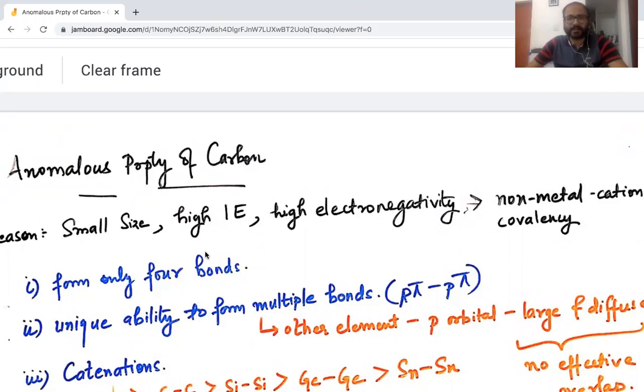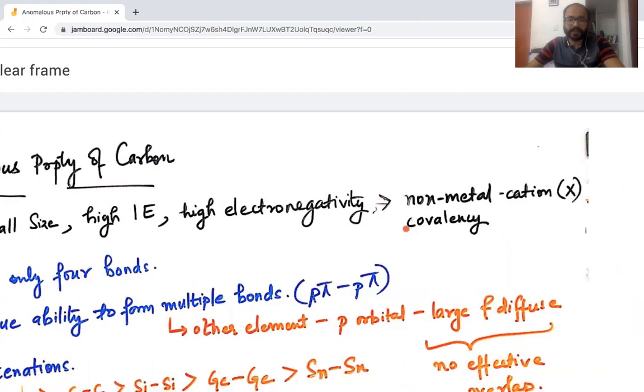So as we discussed in the previous groups, we always looked into the first element of the group, and we found that the first element always shows some anomalous character. And from the previous discussions, we know that these anomalous properties are because of their small sizes, or because of their high ionization energy, or because of their high electronegativity. All these reasons combined together give them this anomalous property.